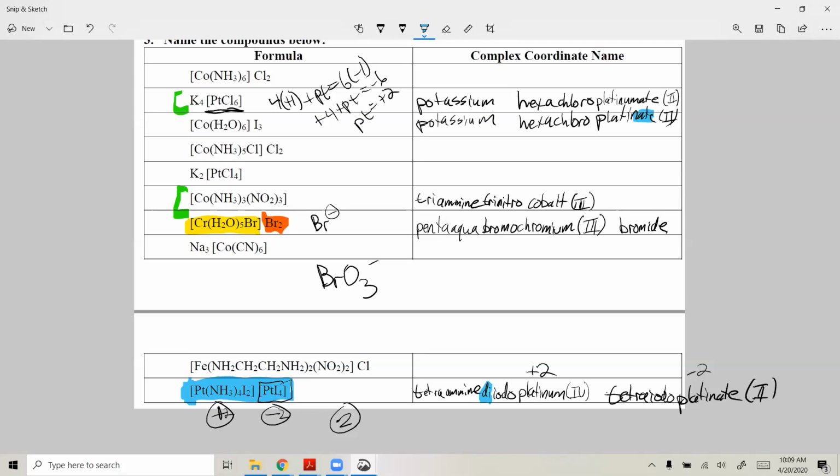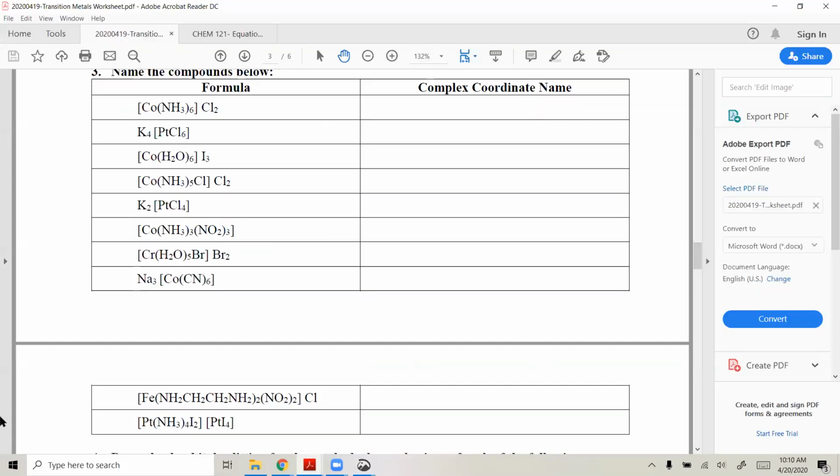And so that's the naming part. The naming part, you want to practice going this direction. On Wednesday, we'll also practice going the opposite. So I'll give you some of these names for the complex coordinate names, and you will have to come up with the formulas for them as well. So you do want to practice going back and forth as you work your way through these. It's sometimes harder than we think to go backwards on them.